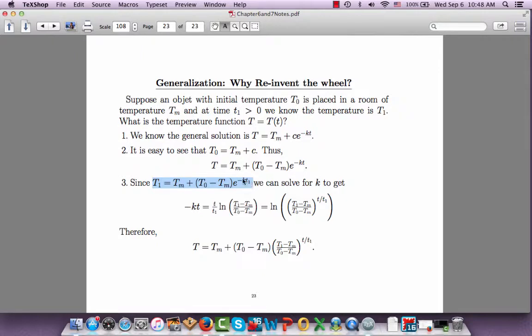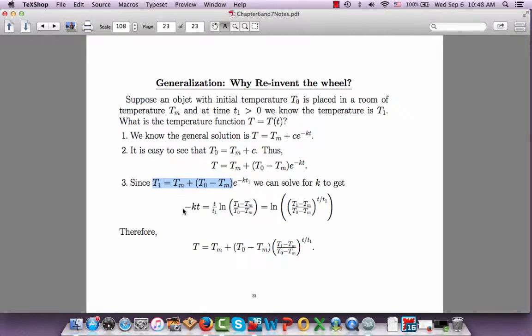So taking this equation, the only unknown in this equation now is k. So let's solve, not for k, but let's go ahead and solve for negative kt, because that's what we see in the exponent. And this will allow us to simplify things by using properties of logarithms and exponentials. So what is negative kt? Well, I just have to take our equation here. I have to subtract a T sub m, and then I have to divide both sides by T sub 0 minus T sub m, and then I have to take a logarithm of that. And then I have to divide by little t sub 1.